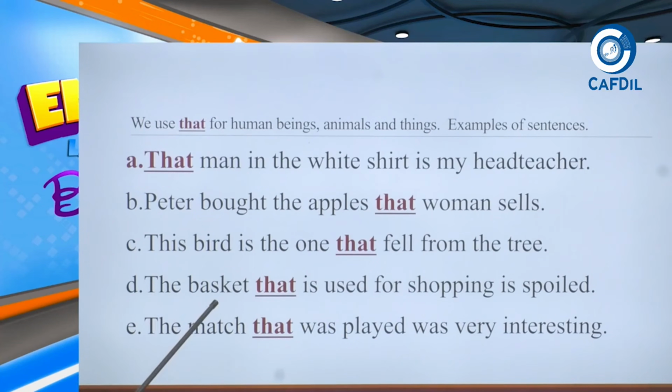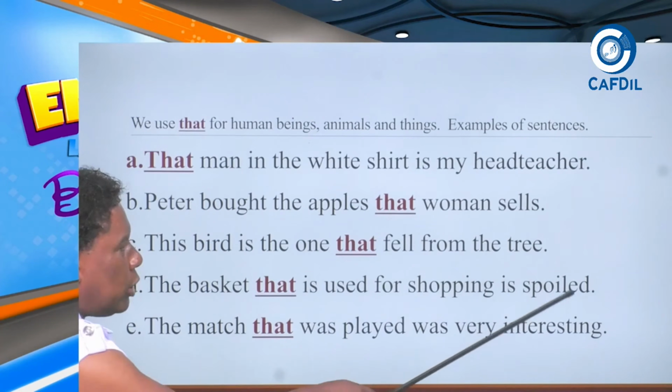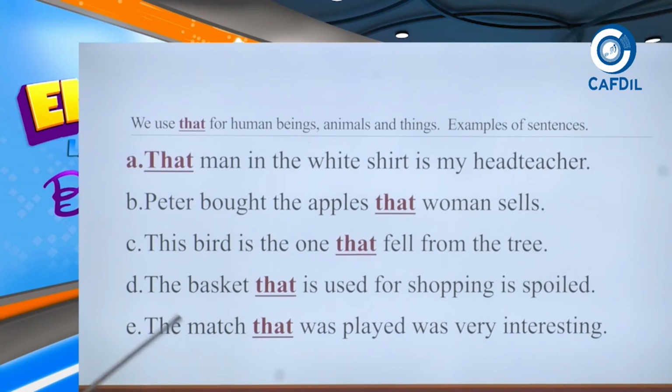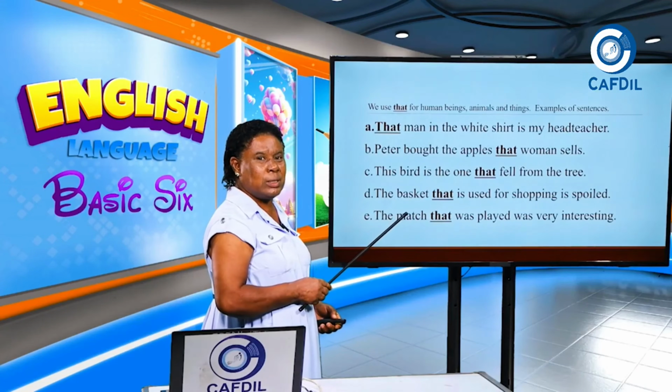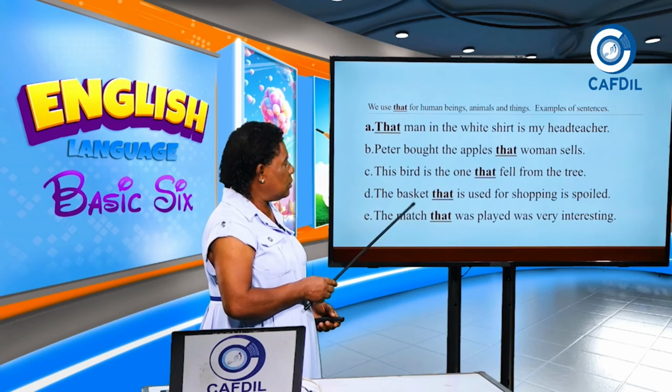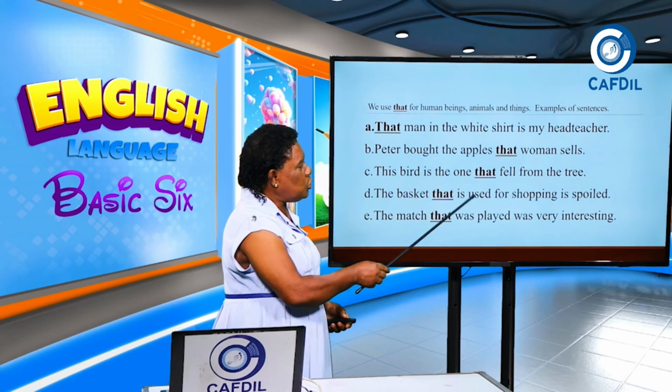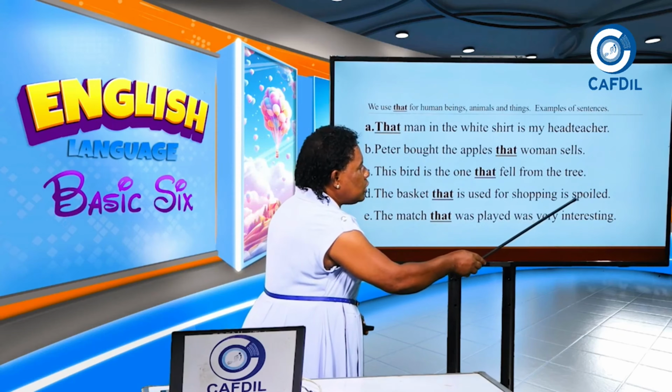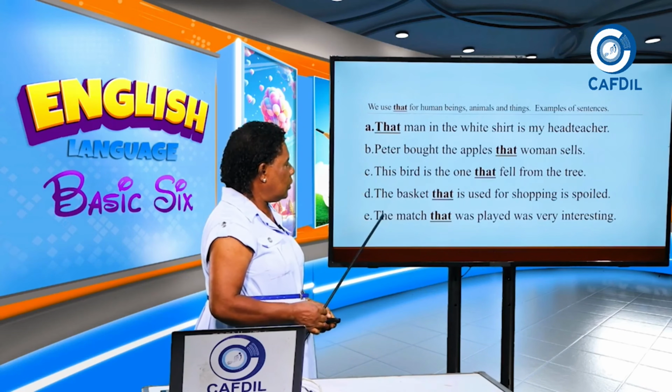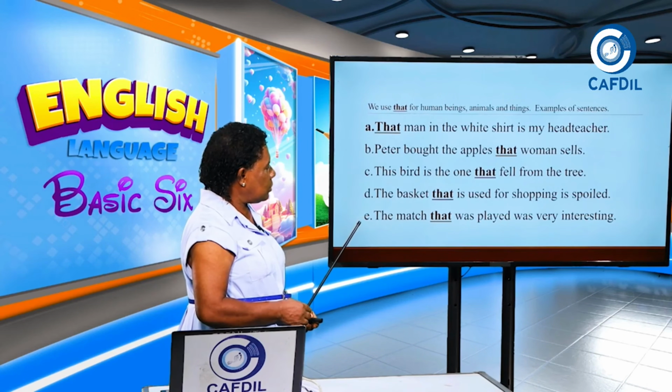The basket that is used for shopping is spoiled. So here again, we can see that "that" is used for a thing, and that is the basket. Let's go to the next sentence.